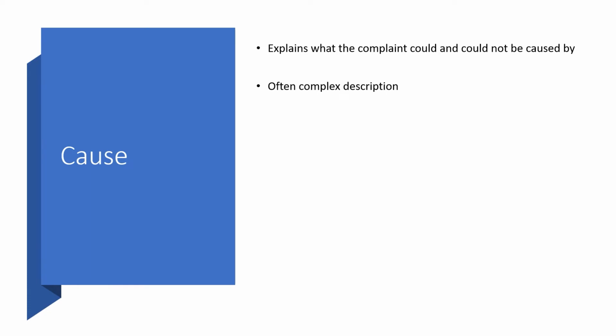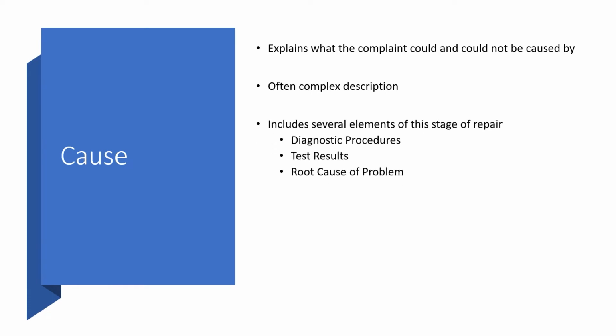Next, we'll take a look at the second C, which is the cause. A cause explains what the complaint could and could not be caused by. So it's often a very complex description that has a lot of pieces and parts to it. Some of the elements of this stage of the repair might include the diagnostic procedures, any test results, and any root causes of the problem that were determined by the tech.